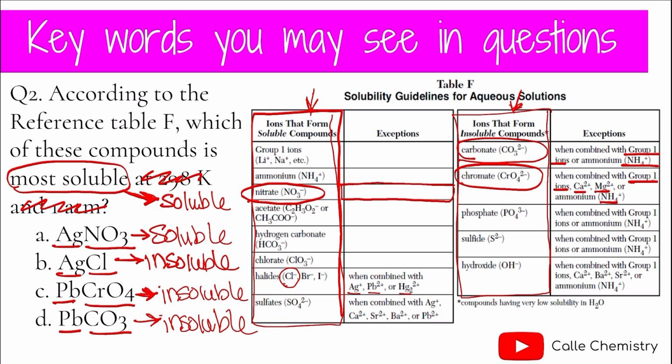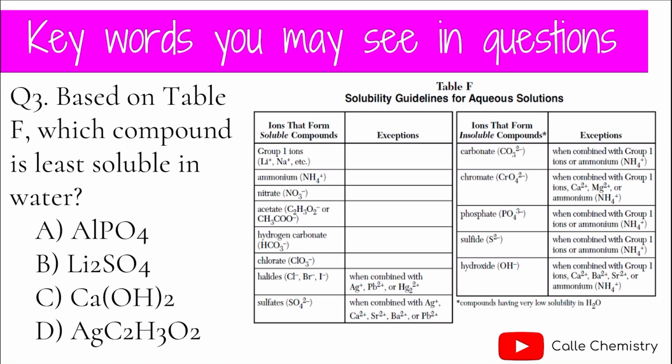All right, let's go to the next one. Once again, feel free to try this one on your own and then come back and do it together. So this one is based on table F, which compound is least soluble in water. Least soluble. Keyword here, they want you to find which one is insoluble.